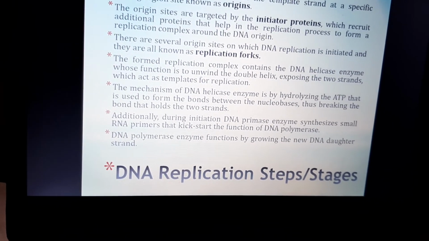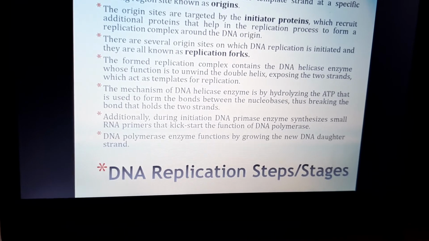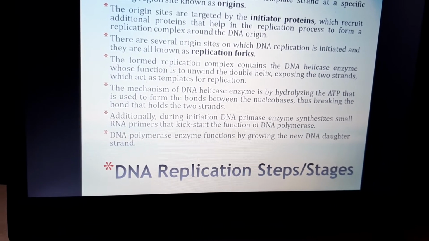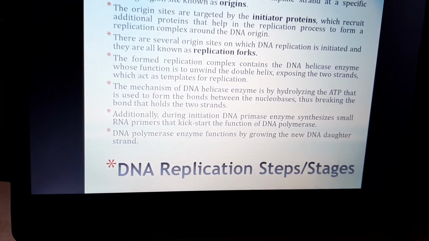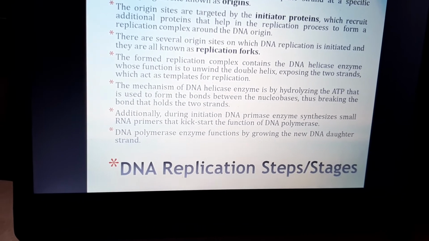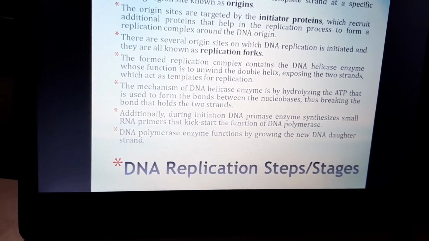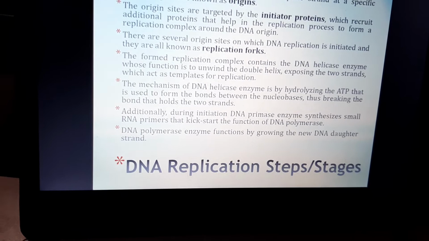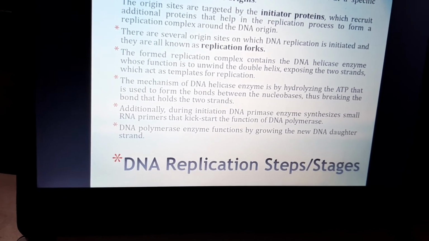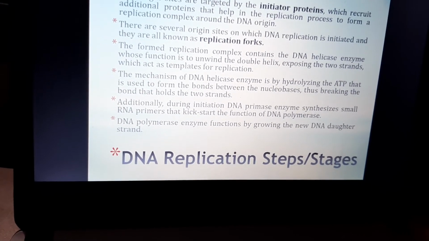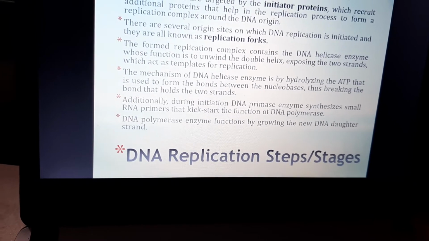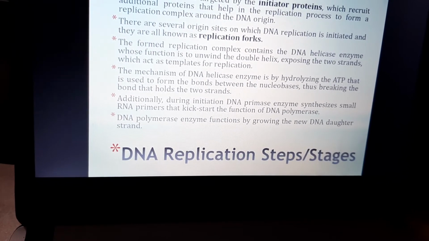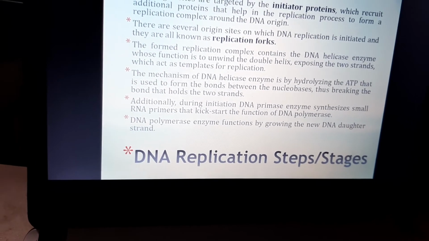The mechanism of DNA helicase enzyme is by hydrolyzing ATP, which is used to break the bonds between the nucleobases, thus breaking the bonds that hold the two strands. Additionally, during initiation, DNA primase enzymes synthesize small RNA primers that kick-start the function of DNA polymerase. DNA polymerase enzyme functions in growing the new DNA daughter strand.